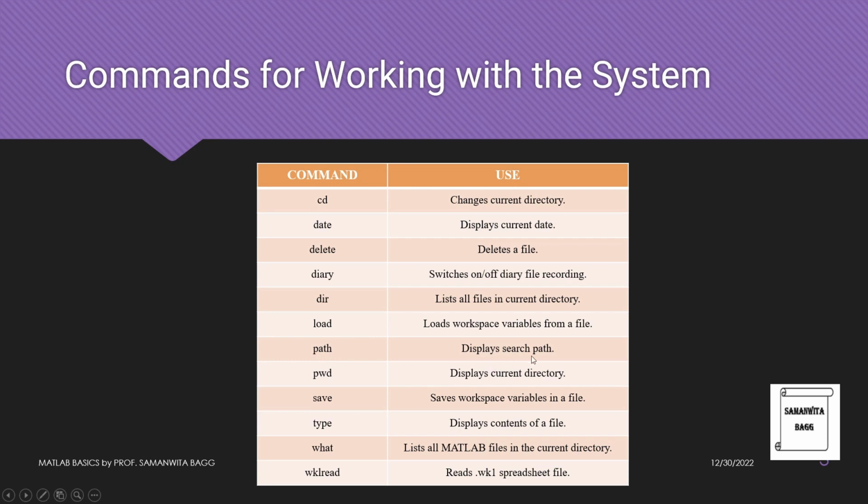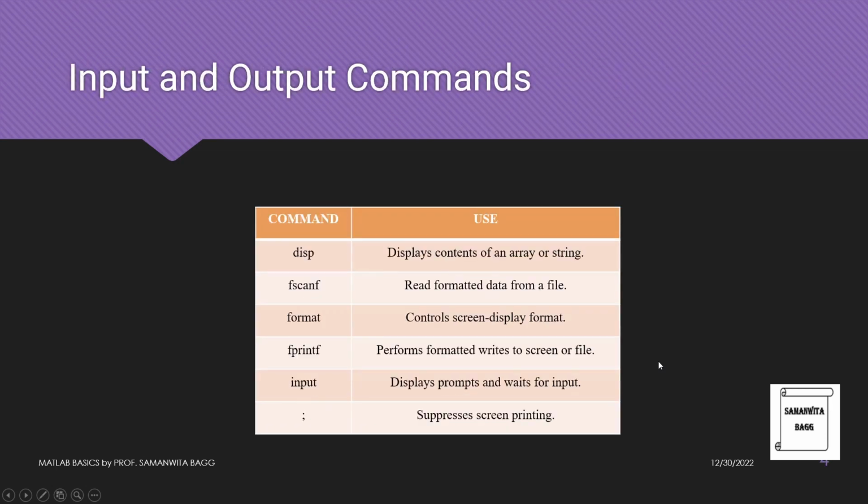Path, it displays the search path. pwd, it displays the current directory. When I write save, it saves the workspace variables in a file. Type displays contents of a file. What lists all MATLAB files in the current directory. wk1read will read the .wk1 spreadsheet file. So this is how you are going to use the commands. You can use them as and when required. I could show you a few of them.